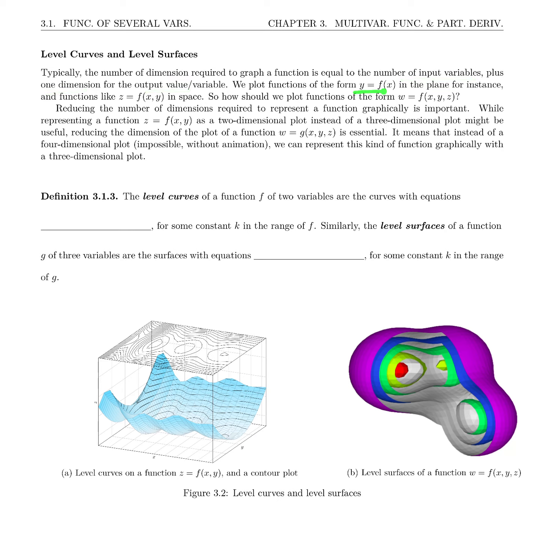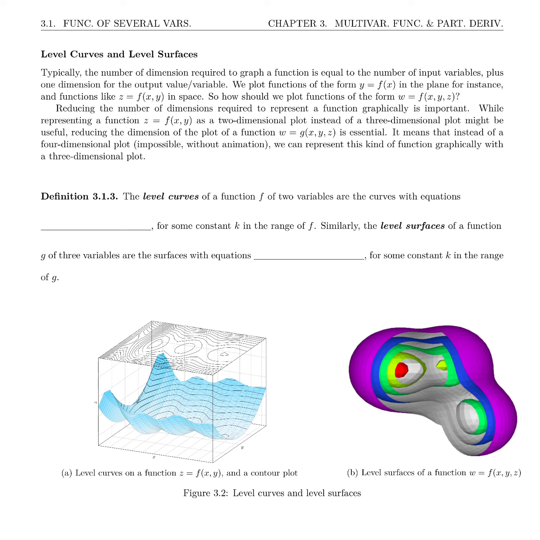For example, we plot functions y equals f of x in the plane, right? There's an x input and a y output, two variables, so we plot them in the plane. Functions like z equals f of x, y, we plot in three-dimensional space, x, y, and z. So how should we plot a function of the form w equals f of x, y, z? Well, we would need 4 dimensions, and I don't know about you, but my 4-dimensional drawing skills are a little bit rusty. So reducing the number of dimensions required to represent a function graphically is important.